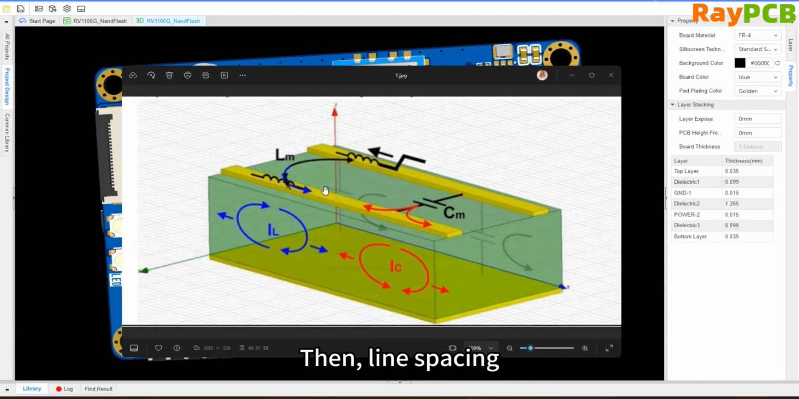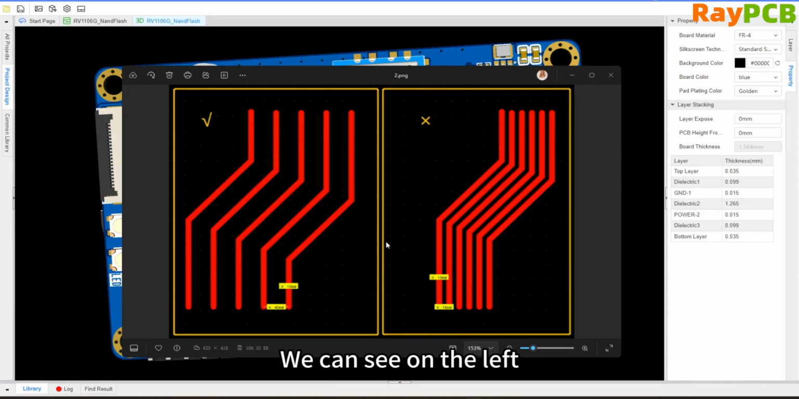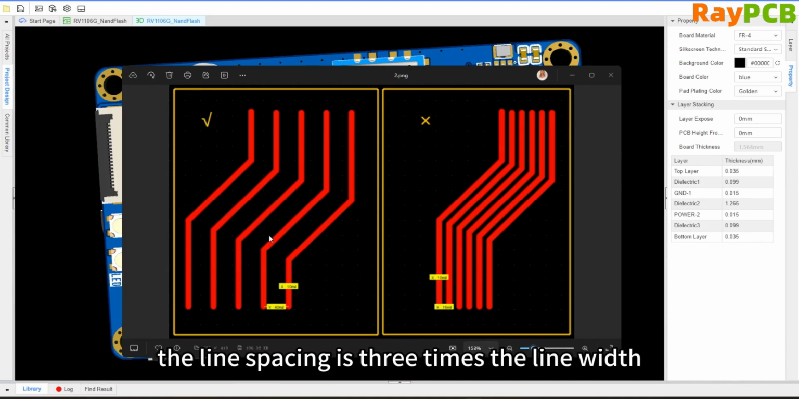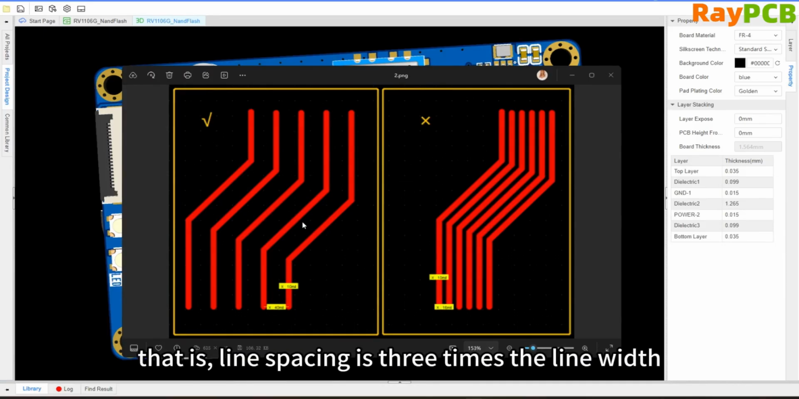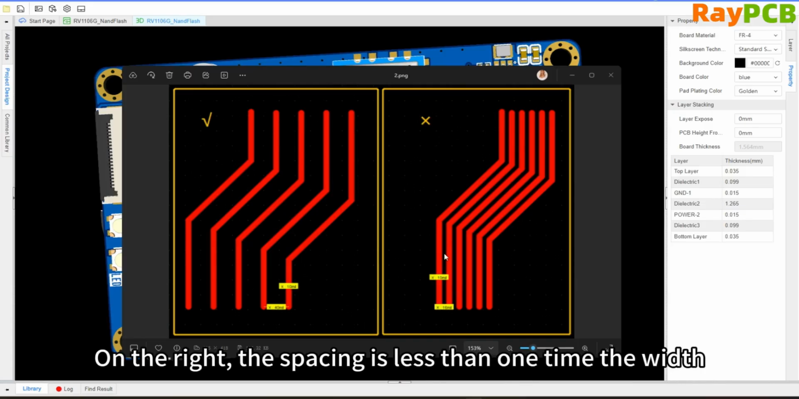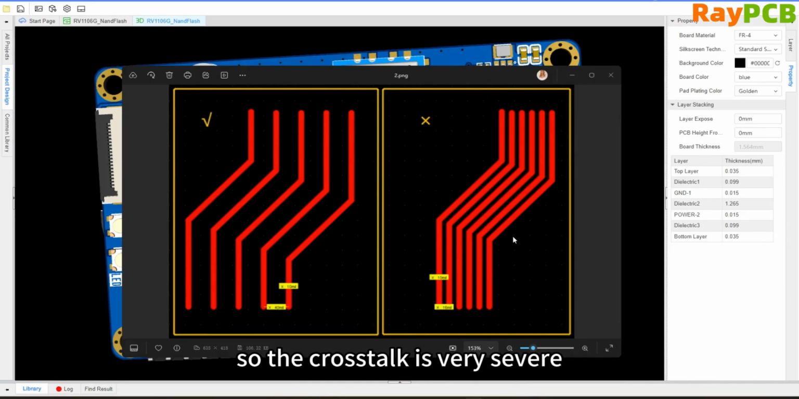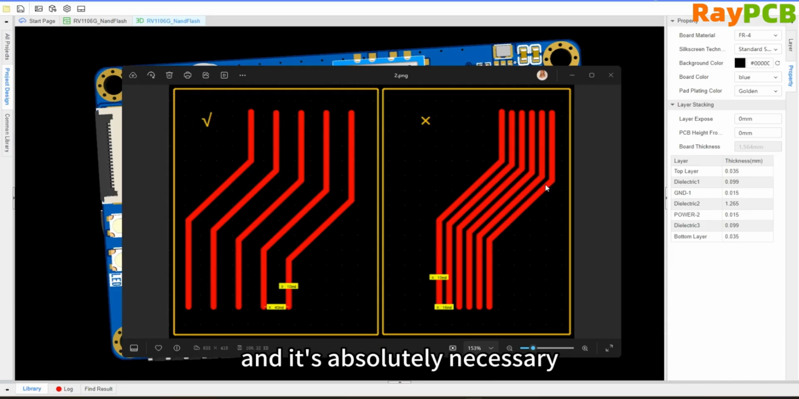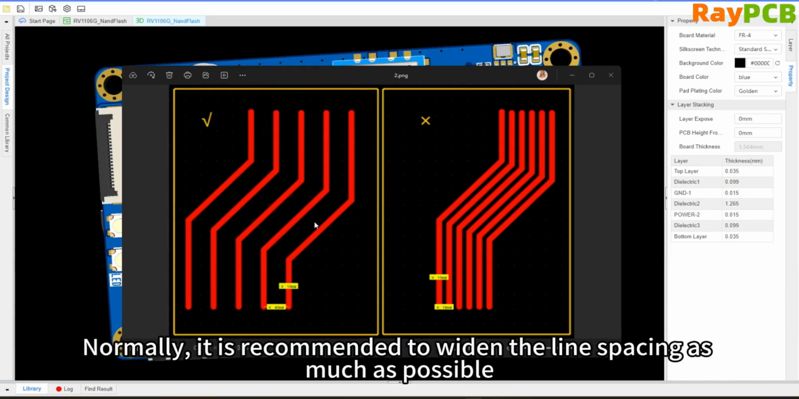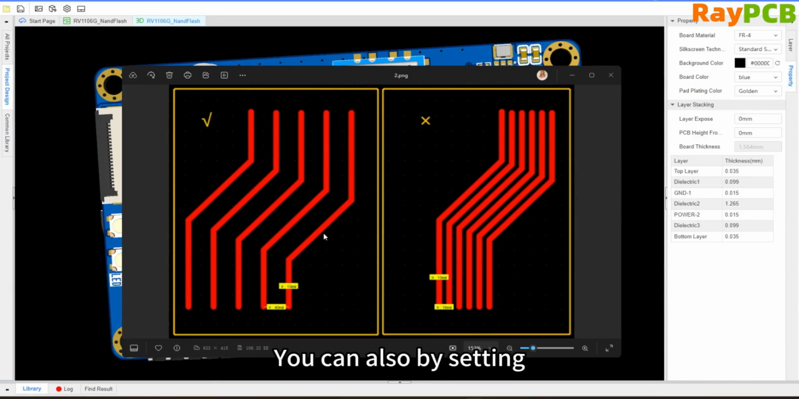Next, line spacing. The smaller the spacing between lines, the stronger the coupling and the more severe the crosstalk. As we can see on the left, the line spacing is 3 times the line width. So it is generally recommended that the spacing between traces be 3 times the line width for optimal results. On the right, the spacing is less than 1 line width, which results in very serious crosstalk. Such dense routing is not recommended unless there are special circumstances and there is really no other option. Normally, it is recommended to widen the spacing between traces as much as possible. You can also control the line spacing by setting rules and routing specifications.